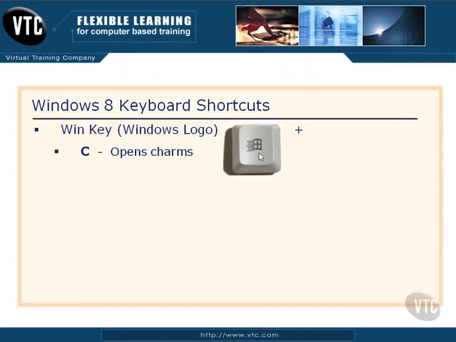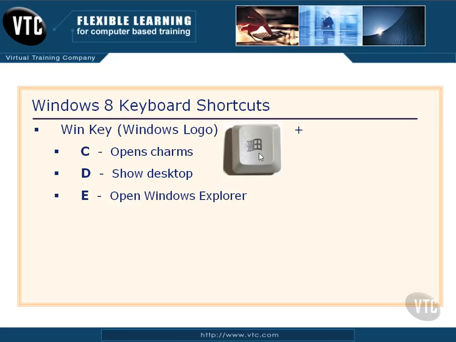First of all, the Windows logo key plus C will open the Charms window on the right side of the screen. The Windows logo key plus D, and by the way, these are not case sensitive, will show the desktop. And if you're on an Apple machine running Boot Camp or some sort of virtualization software like VMware Fusion, the Command key on the Apple will work just like the Windows logo key.